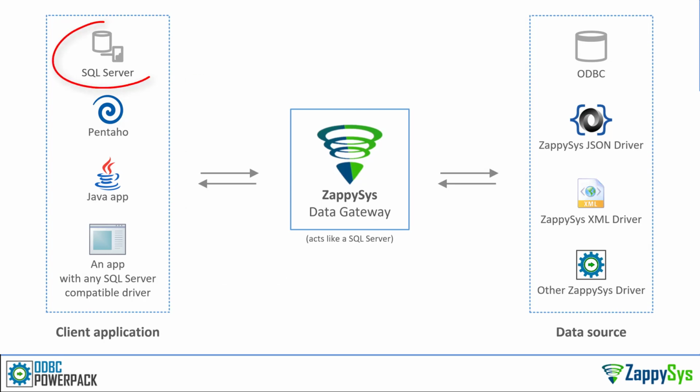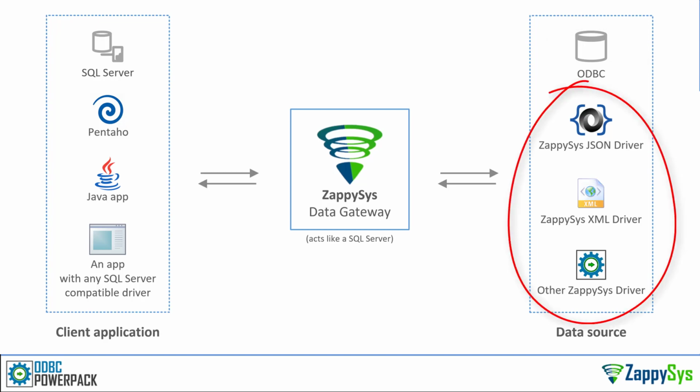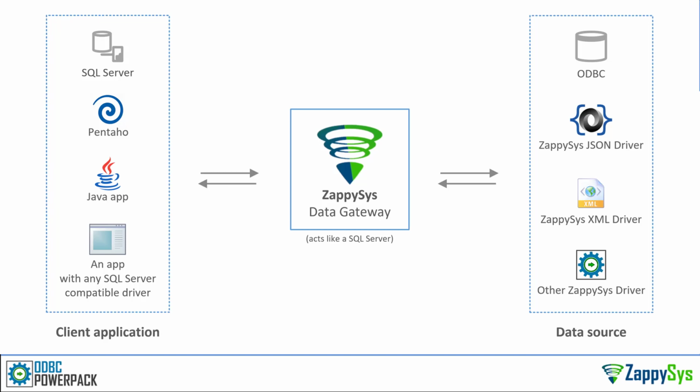Your client application can be a SQL Server, as you learned today, Pentaho, Java application, or any application with any SQL Server compatible driver. Basically, ZappySys Data Gateway can feed data to your client app from an ODBC data source or a data source based on a ZappySys ODBC driver. In turn, an ODBC data source would get data from the underlying source, for example, a database, Excel file, etc. And similarly, ZappySys ODBC driver would connect to a REST API, SOAP API, and XML, CSV, or other file, and then retrieve data too. Now let's move on and let me introduce you to other use cases of the gateway.